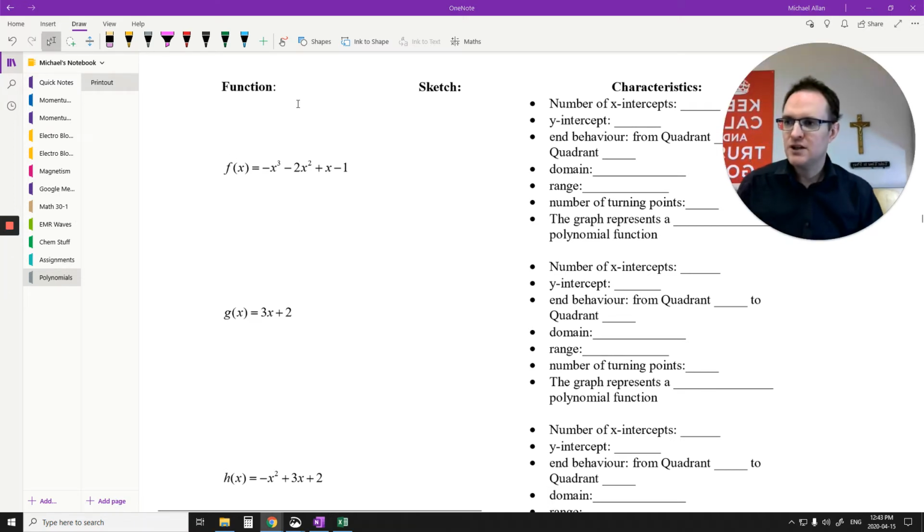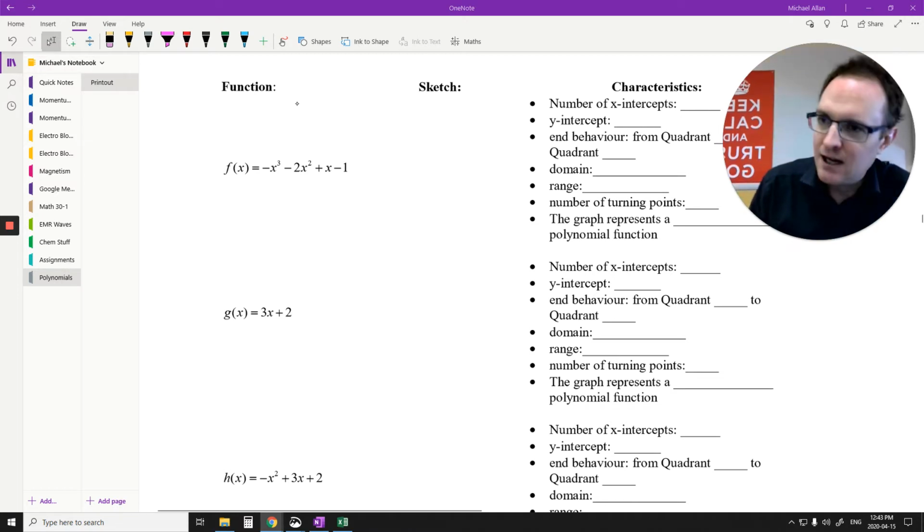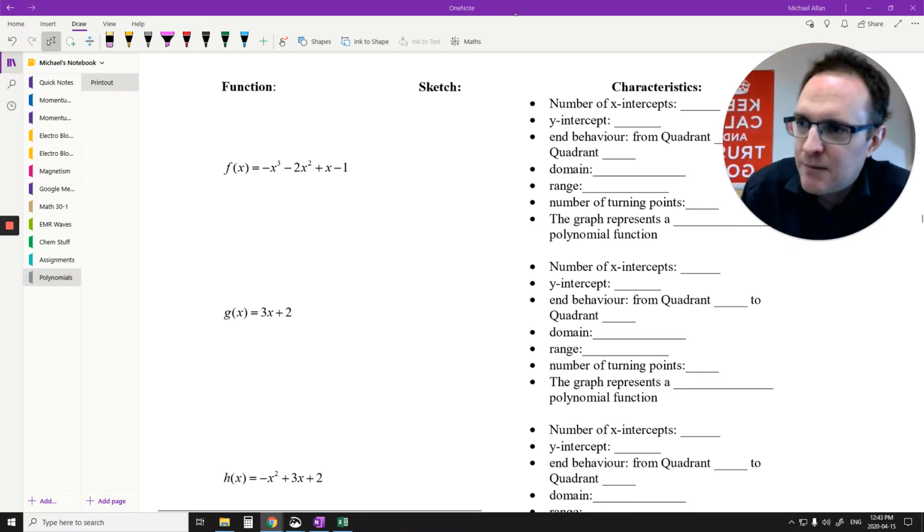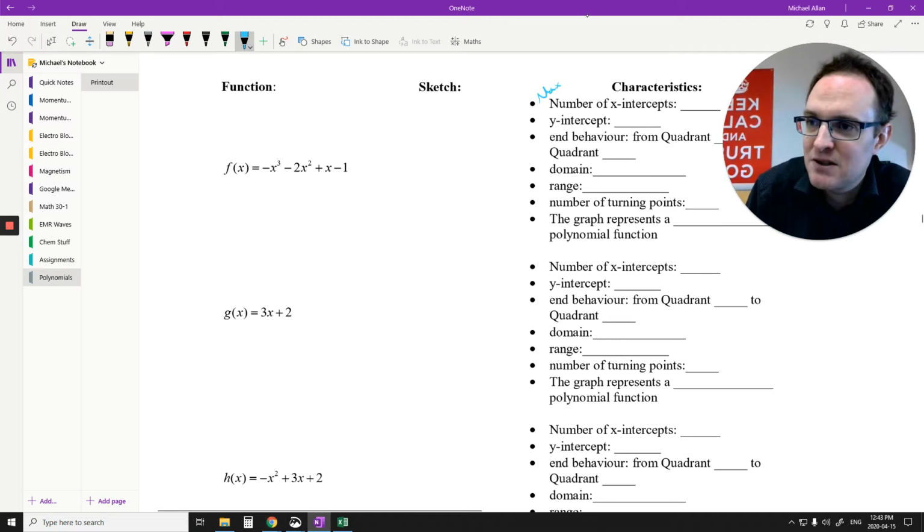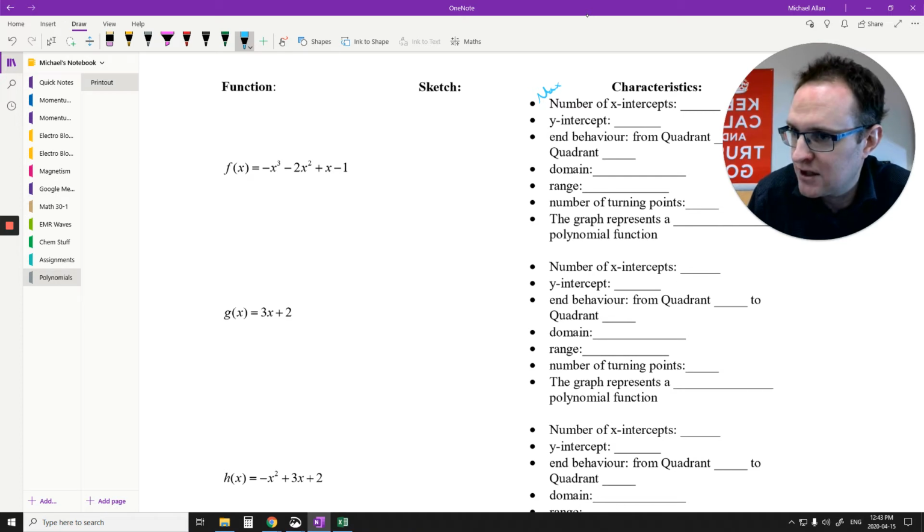All right, so hopefully you tried that out. What I can tell you about certain things without graphing it is I know what the maximum number of x-intercepts is going to be because it's a cubic function. The degree is 3. I'm just going to write that up here. Might as well just write that here. The degree is 3.